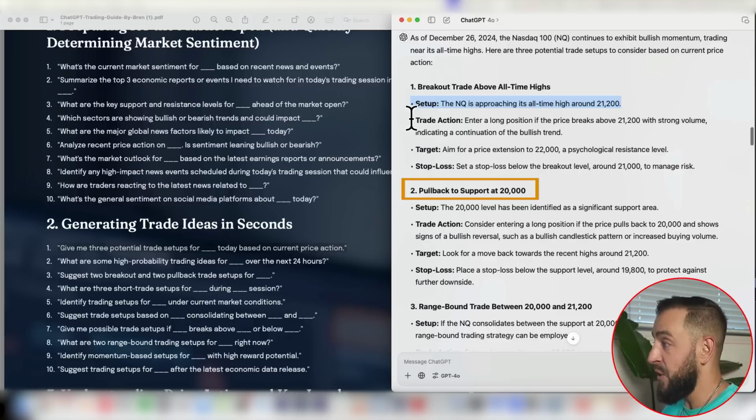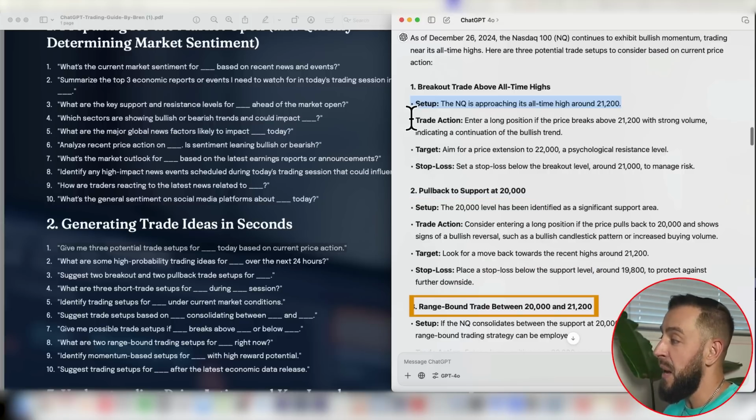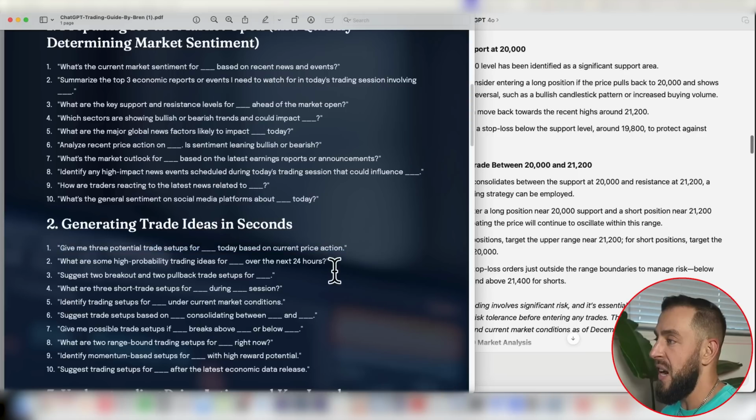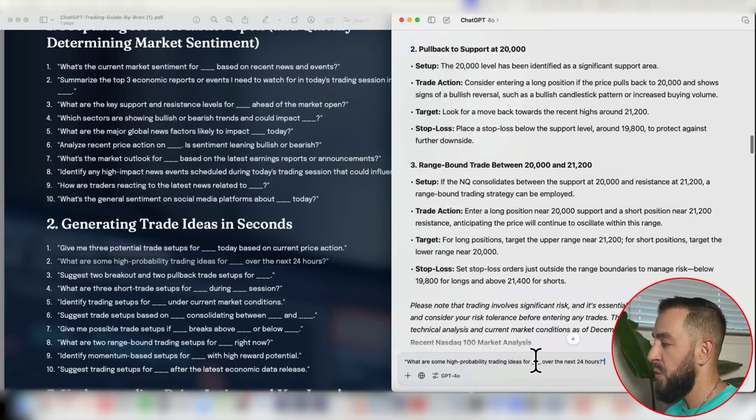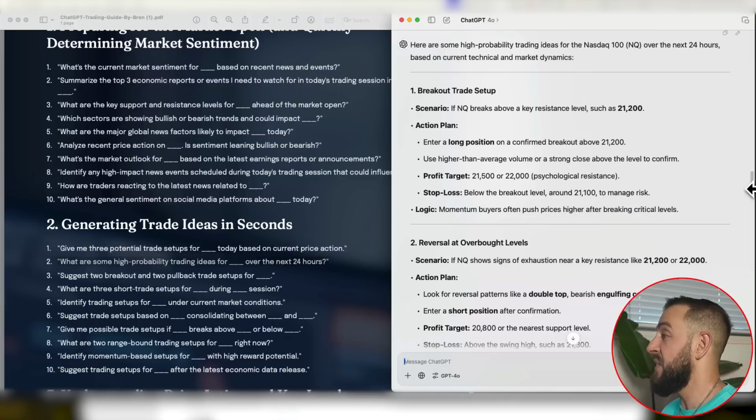So details for the pullback, including the setup, the trade action, the target, and the stop loss, and then a range bound trade. Now let's take this one step further and try the next prompt. What are some high probability trading ideas over the next 24 hours? Now it's giving us different scenarios.